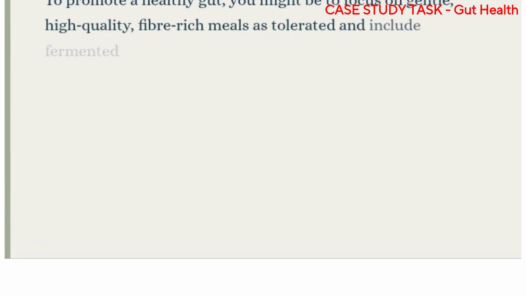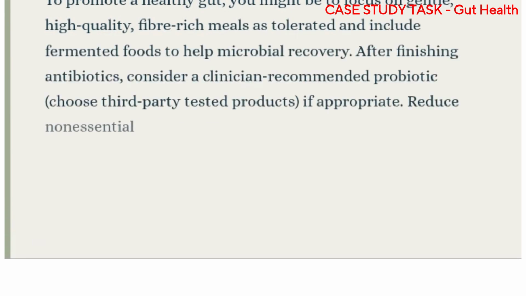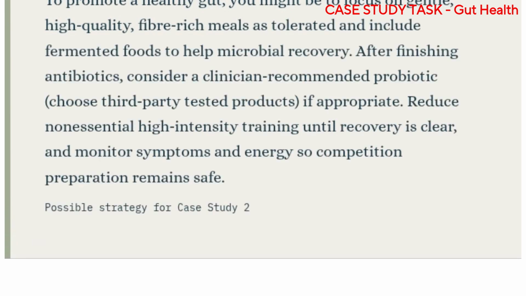A possible strategy for case study 2 to promote a healthy gut might be to focus on gentle, high-quality, fiber-rich meals as tolerated and include fermented foods to help microbial recovery. After finishing antibiotics, consider a clinician-recommended probiotic. Choose third-party tested products if appropriate. Reduce non-essential high-intensity training until recovery is clear, and monitor symptoms and energy so competition preparation remains safe.